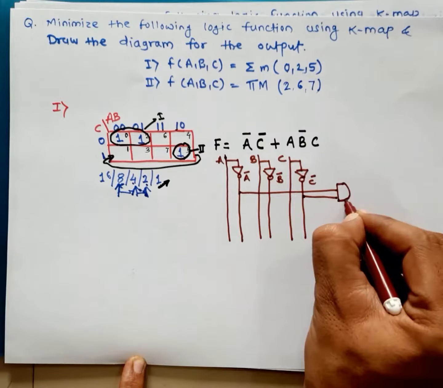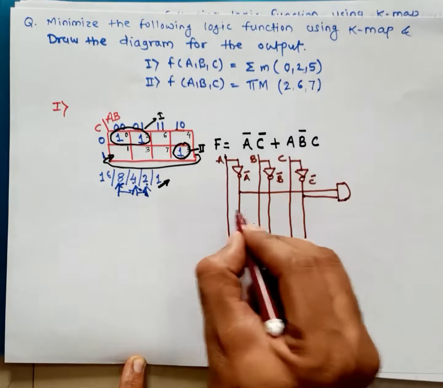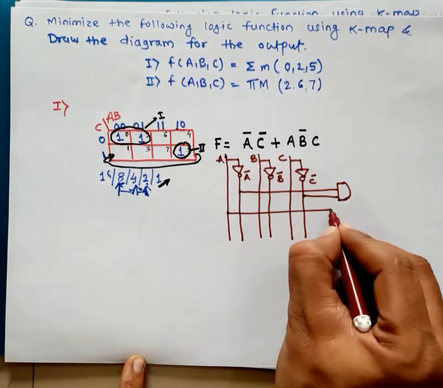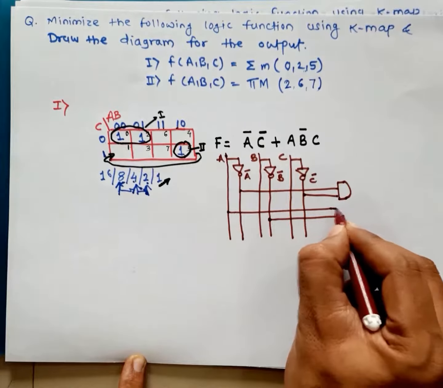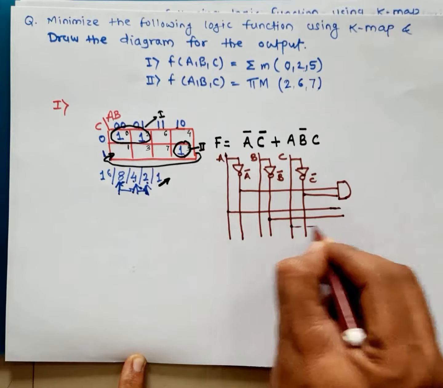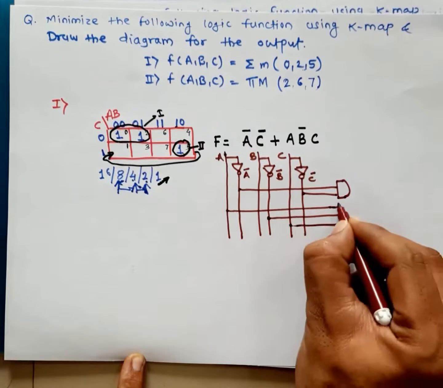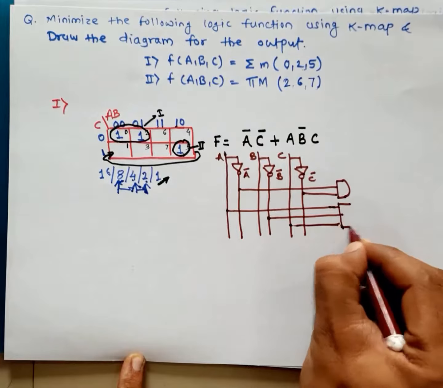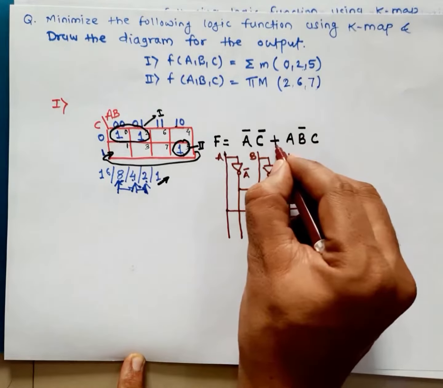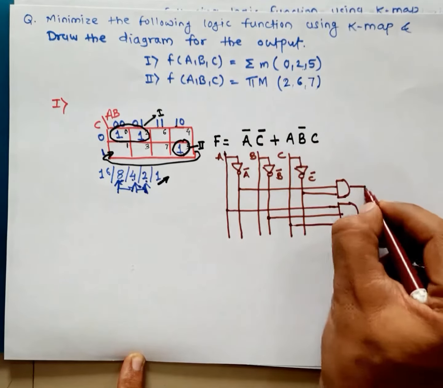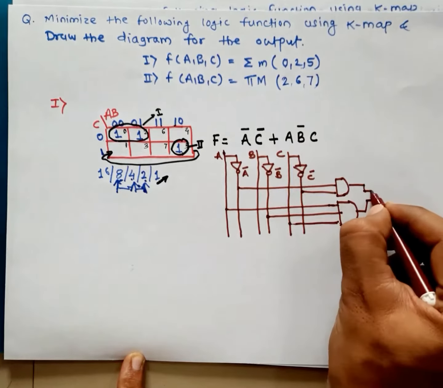So the first AND gate. Now in the second AND gate, what do we require? A, B bar and C. So this is your second AND gate, and for both AND gates we require a plus sign, and it is indicated by the OR gate.